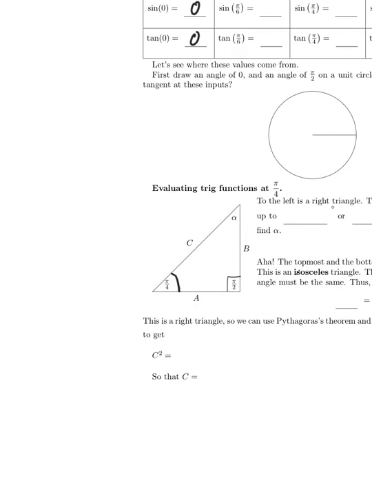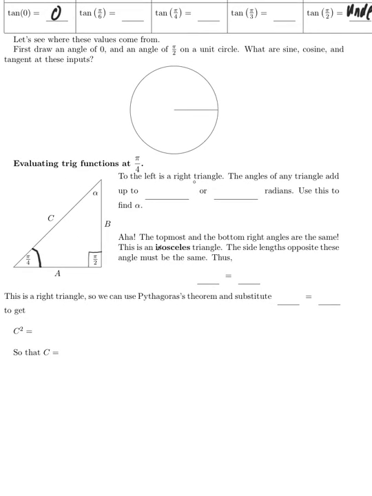Because then, what will I know? Well, I'll know that the cosine of pi over 4 will be adjacent, A, divided by hypotenuse, C. So if I can figure out something about the sides of this triangle, I can figure out the cosine of pi over 4. And that's exactly what I'll do. So I'll start with this. Let's figure out this upper angle alpha.